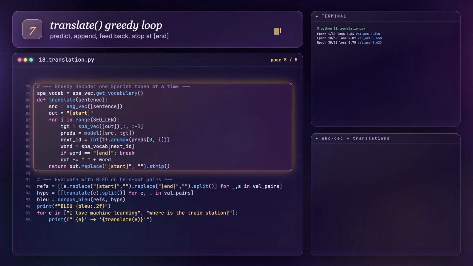The payoff, translate. Vectorize the English once, seed the Spanish with start, then loop with a real step counter, predict the next token at position i, take the argmax, that's greedy decoding, append it, and feed the growing sentence back in. Stop when the model emits end, or we hit the length cap, map the IDs back to words, strip the markers, and you've got Spanish.